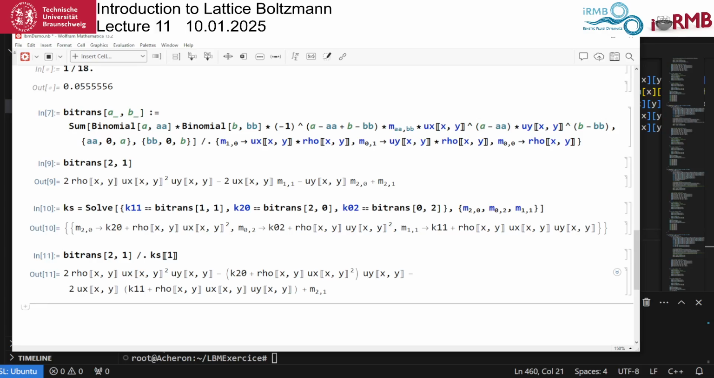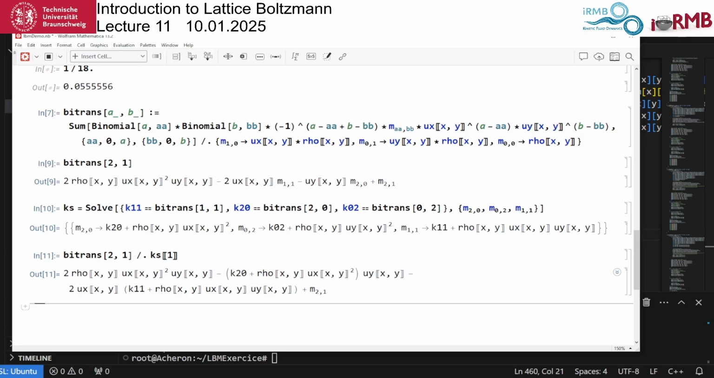Okay, so there's K20, because the B trans was 2 and 1, right? But shouldn't it be, because here we have M2, 0, and then we would need to do B trans of 2, 0, 0, 2, and M1, 1 of the result. Or why using B trans 2, 1? B trans, because we wanted to have the third order moment. Okay, yes, I get it.